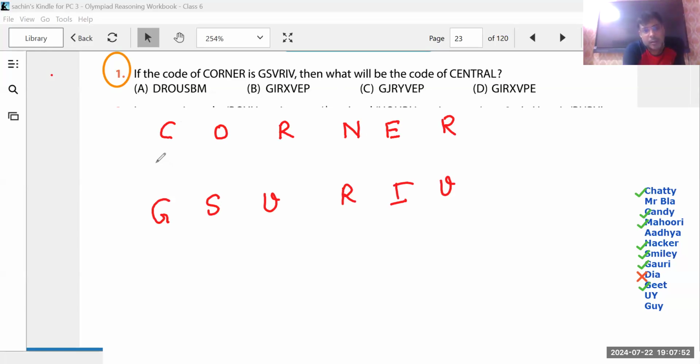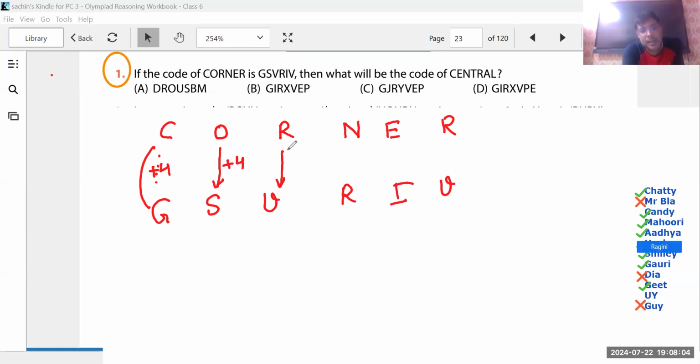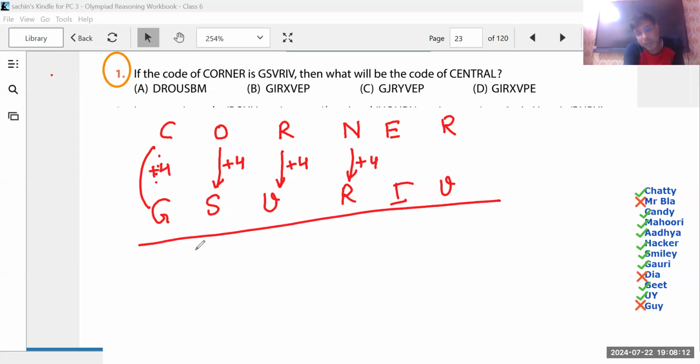GSVRIV. So how many steps are we going? D, E, F, G, so plus 4. Then P, Q, R, S, plus 4. Then S, T, U, V, plus 4. Then O, P, Q, R, plus 4. So if it's plus 4, everything will go plus 4 only. So then let's see CENTRAL.